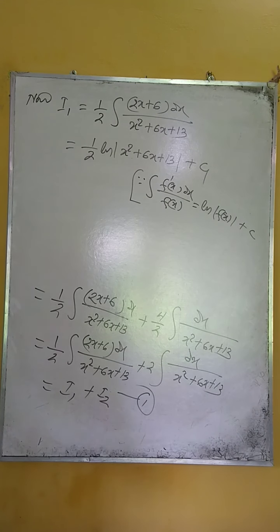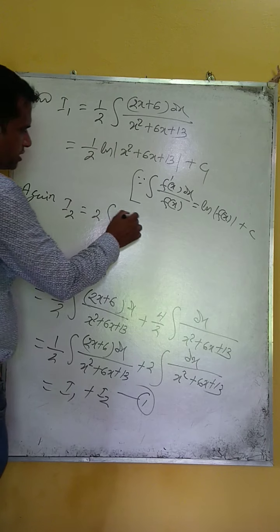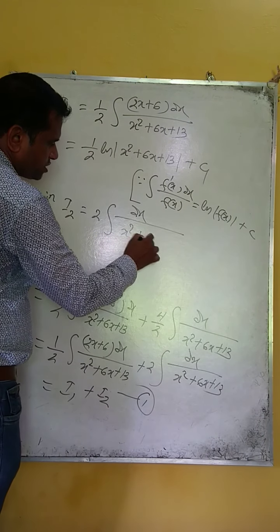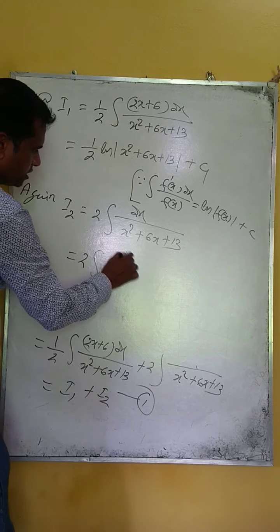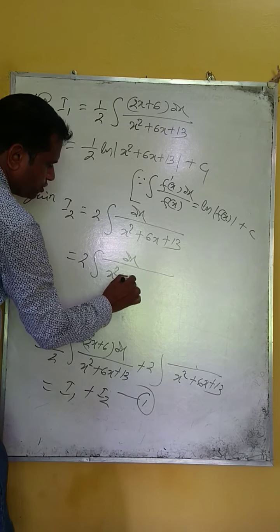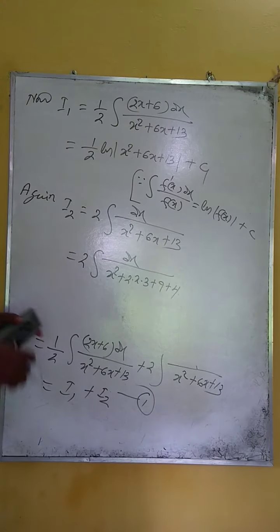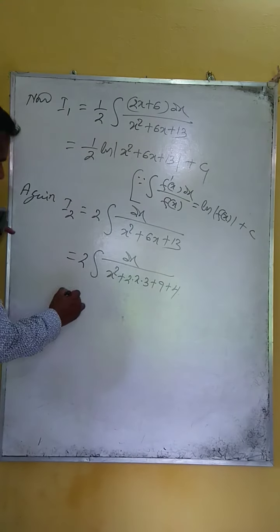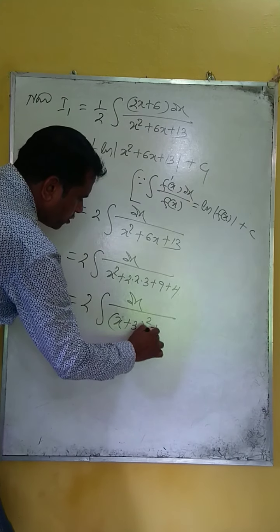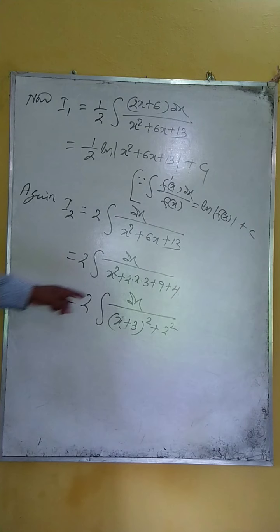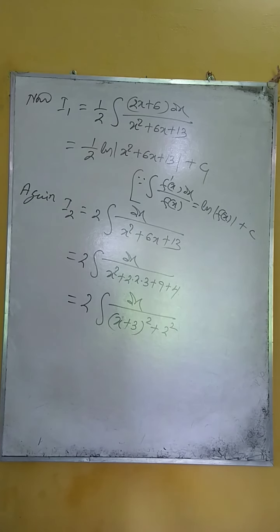Okay, next I2. I2 is equal to 2 integral dx by x square plus 6x plus 13. So we write 2 integral dx by x square plus 2 into x into 3 plus 9 plus 4. We divide 13 as 9 plus 4. So here we write 2 integral dx by (x plus 3) whole square plus 2 square, x square plus 6x plus 9 as (x plus 3) whole square, 4 as 2 square.